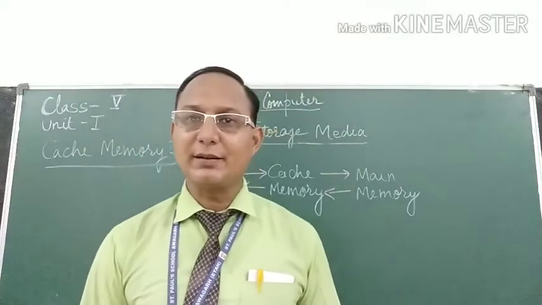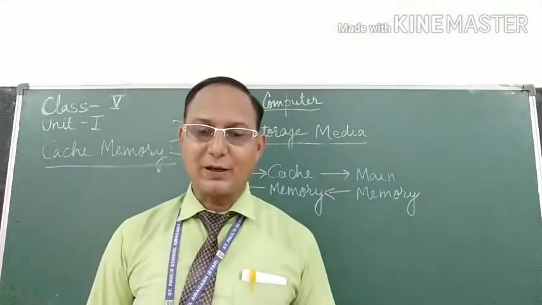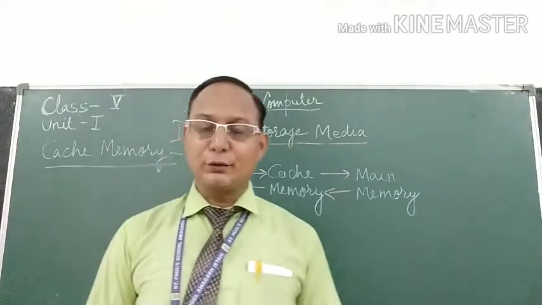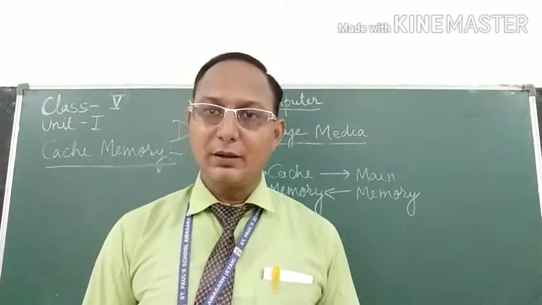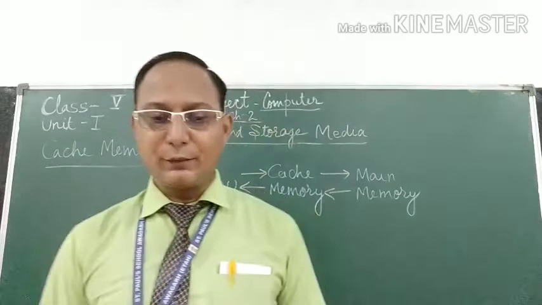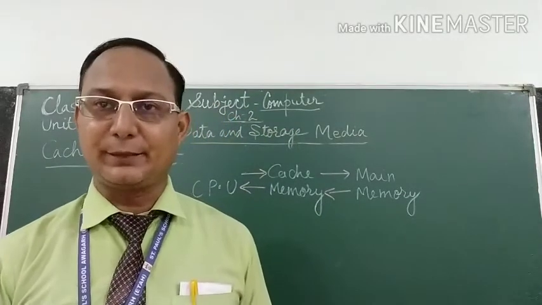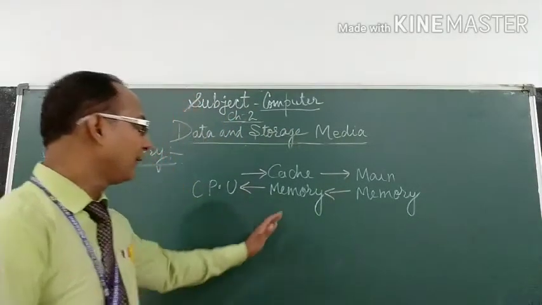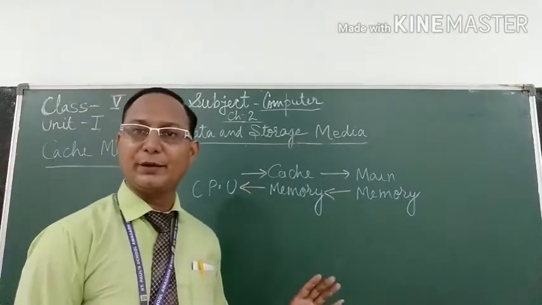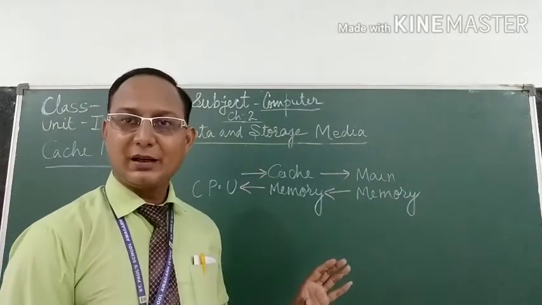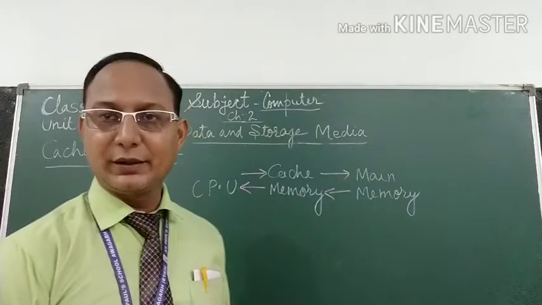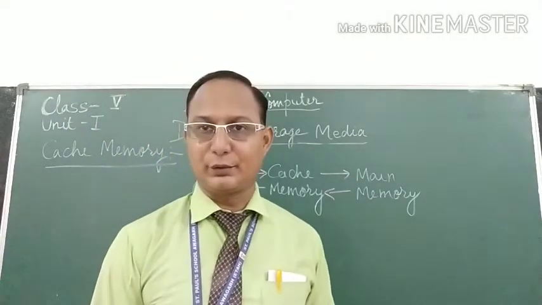Cache memory is a smaller, faster memory which stores copies of data from frequently used main memory. It is a very small, faster memory which uses data from the frequently used main memory.